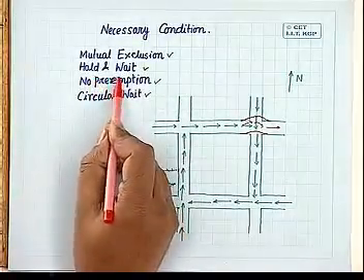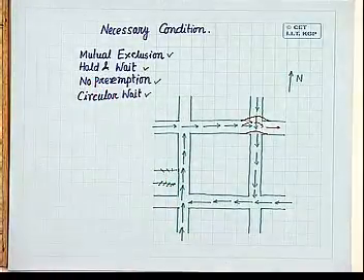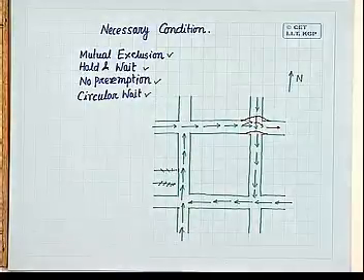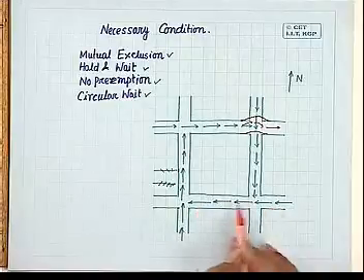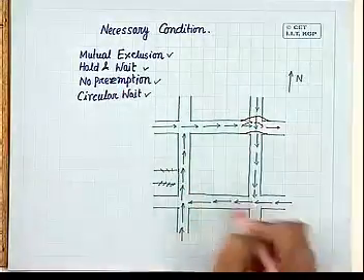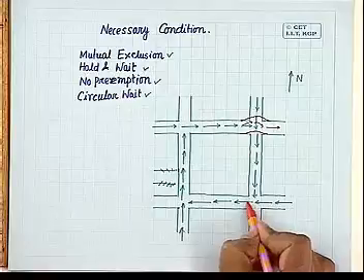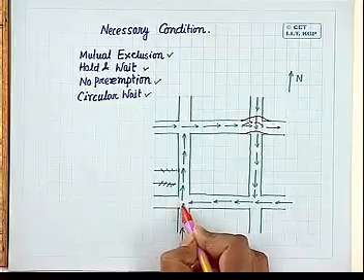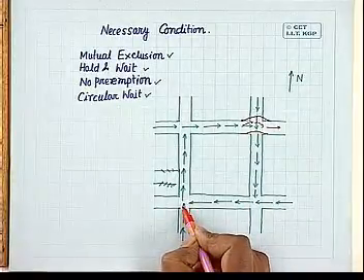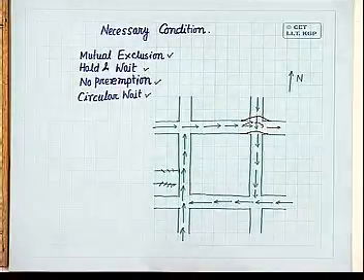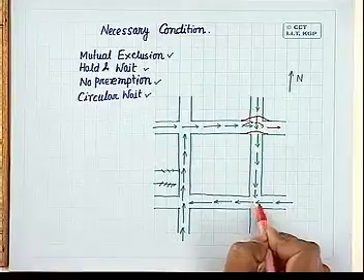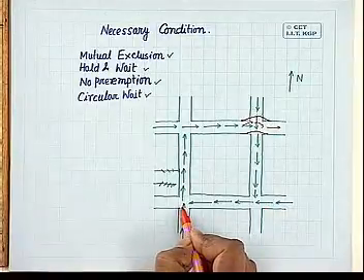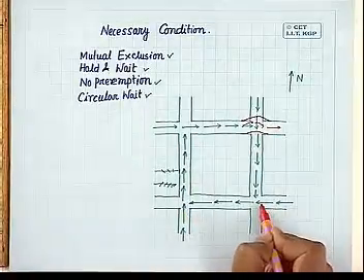Similarly, if I can avoid hold and wait, how can I do it? If I take this traffic, why has it led to deadlock? Because it is holding this junction and waiting for this junction to be free. Instead of doing this, if I impose a condition that this traffic can hold this junction only when this junction is free, otherwise it cannot hold this junction.